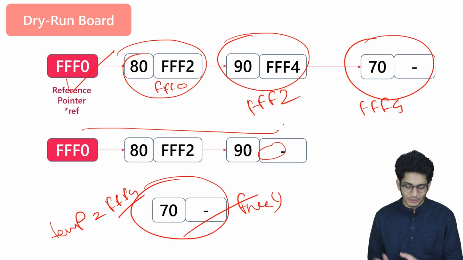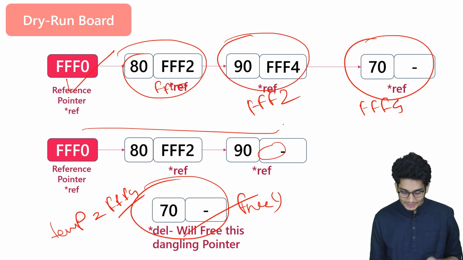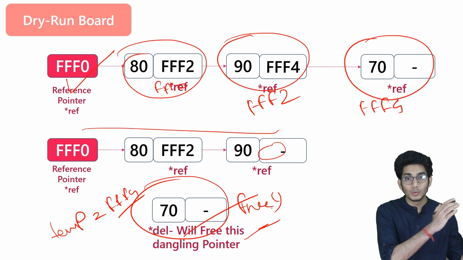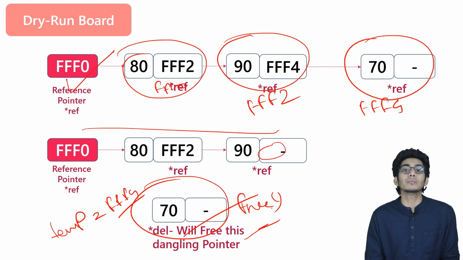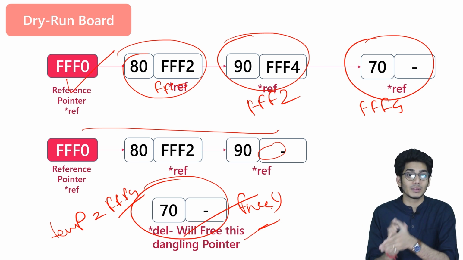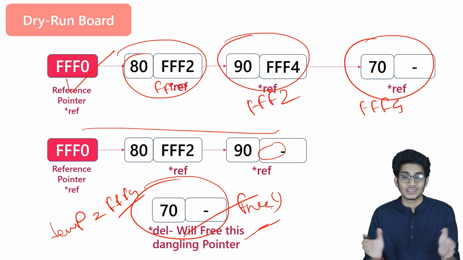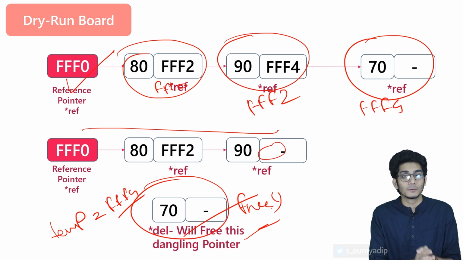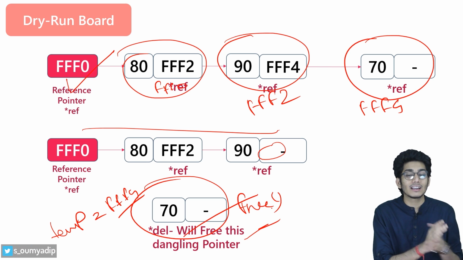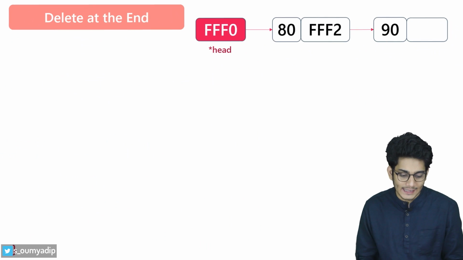Now we'll take a reference pointer, the reference pointer will traverse the list, and at last we'll free this pointer. What I told earlier is that we won't move the head pointer, we only move the reference pointer. We will only move the head pointer for deleting an element from the beginning or inserting an element at the beginning of a list. So let's focus on the algorithm.